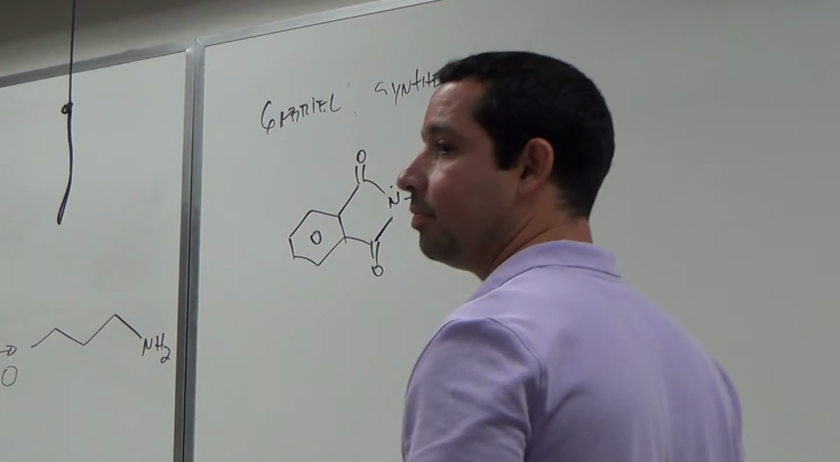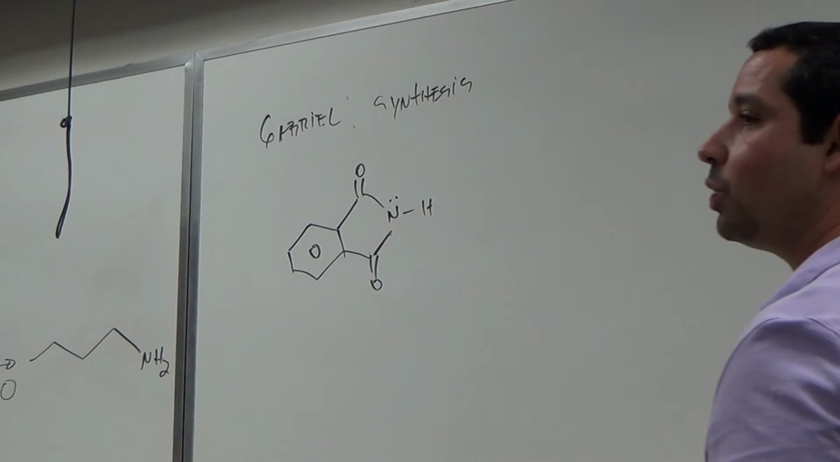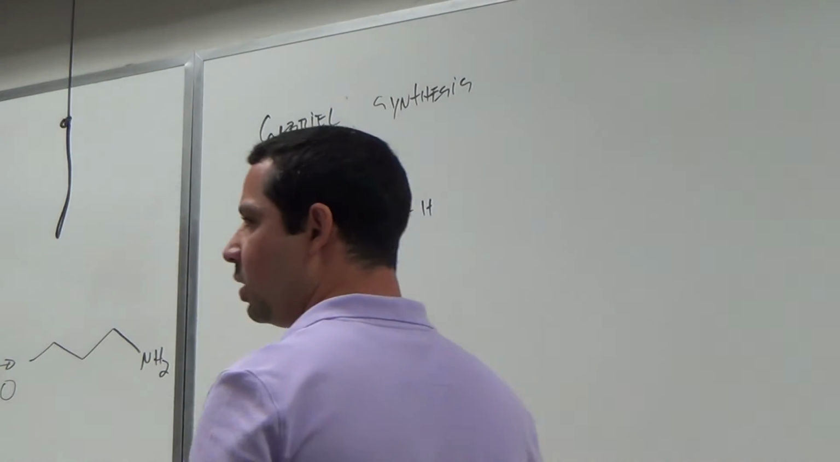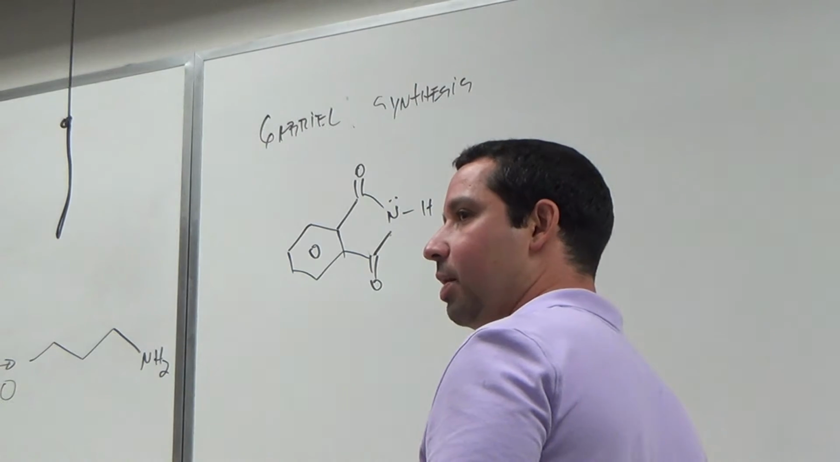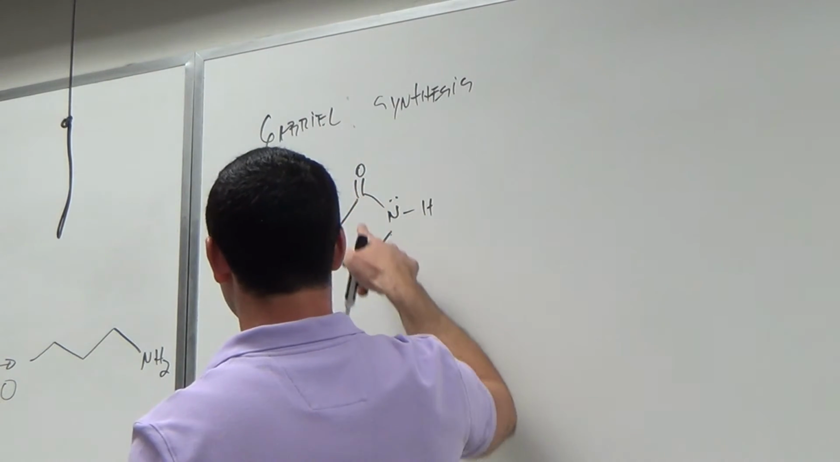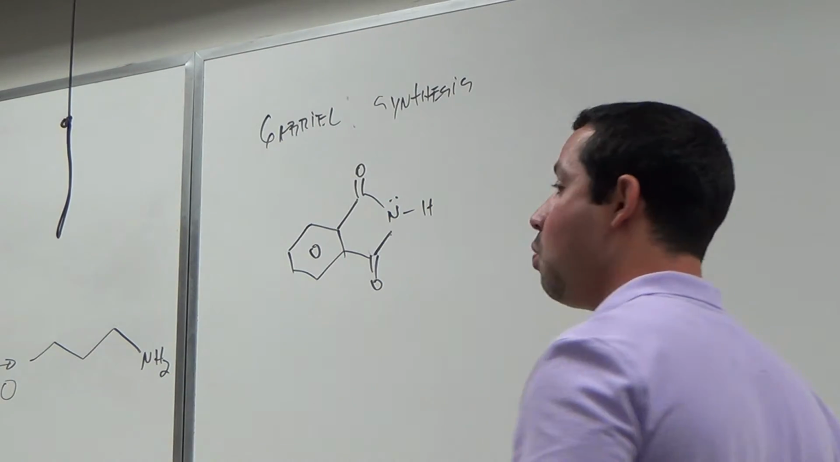So the idea here is you are going to treat this with a base. What type of base would I treat this with? Like a very strong base, or can I use a weak base? This is a diketone here, yes? So you can imagine the pKa of this would be somewhat low.